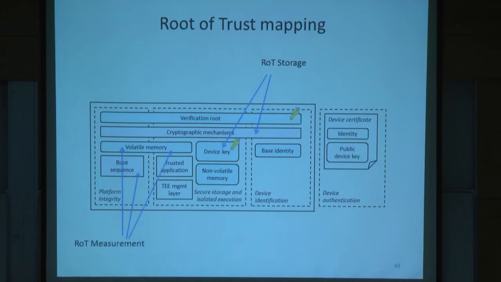If you want to measure what you are going to boot, in terms of authenticated boot or secure boot, that's called root of trust for measurement. And you have to trust the boot sequence, you have to trust the volatile memory where you store the measurements, you have to trust the cryptographic mechanisms that you use to make those measurements, like hash functions or iterative hashes.